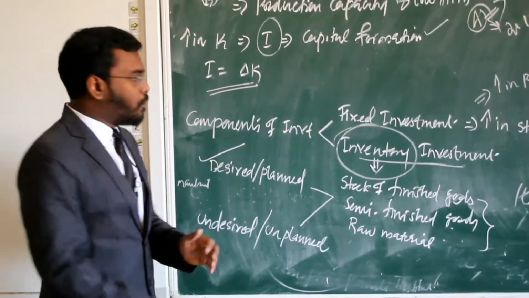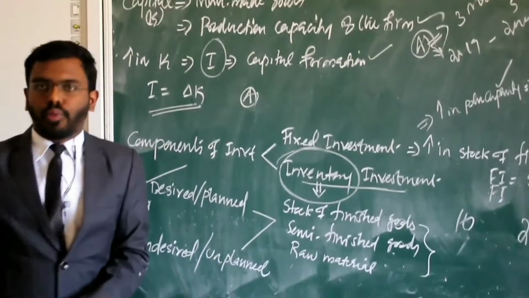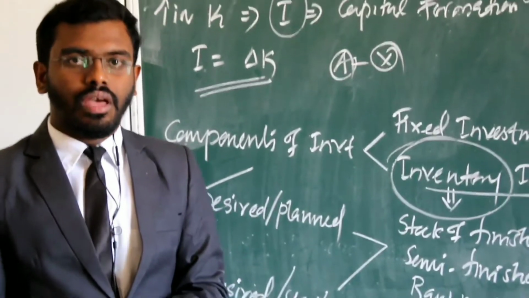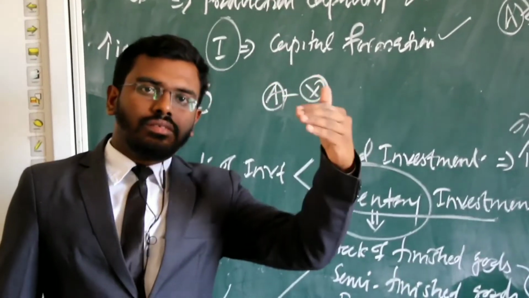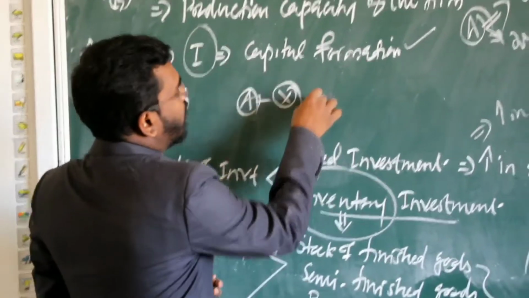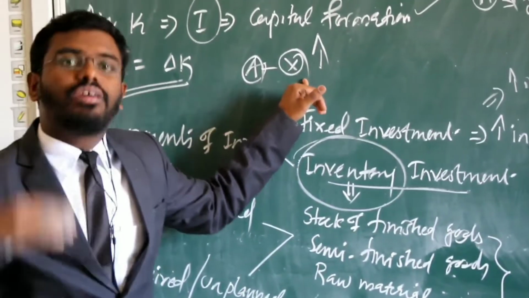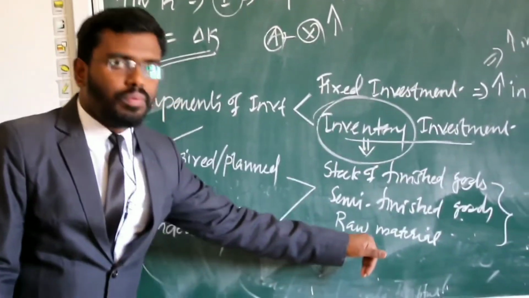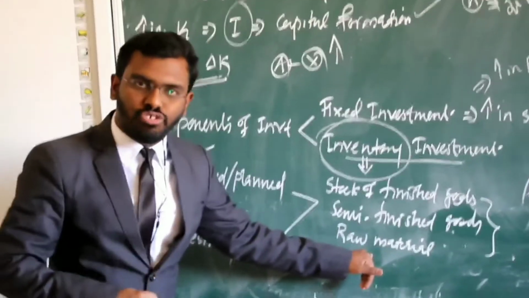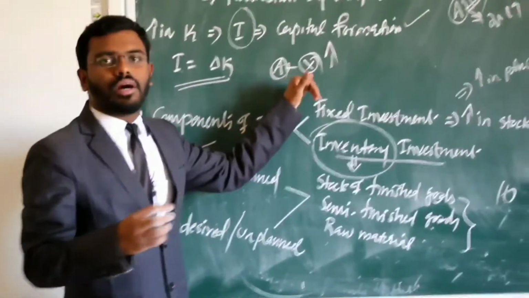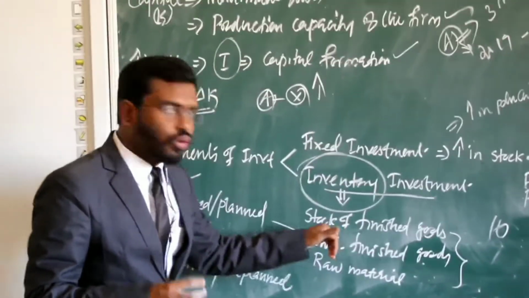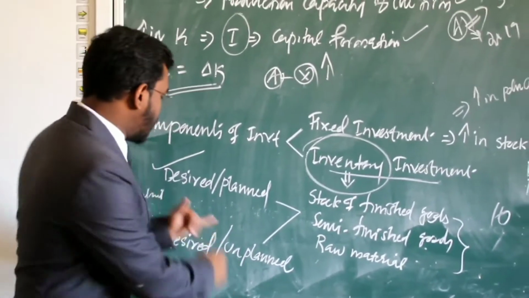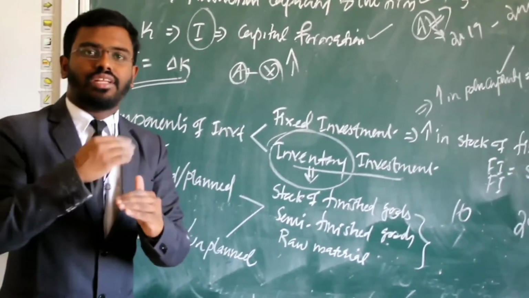For example, suppose individual A is a producer producing commodity X, and he is expecting that in 2021 the demand for this commodity X will increase. At that time what will happen? He may purchase some raw material additionally, and he will keep some of the commodity X, already produced, with himself to meet that future demand. So that type of inventory stock is known as desired or planned inventory stock.